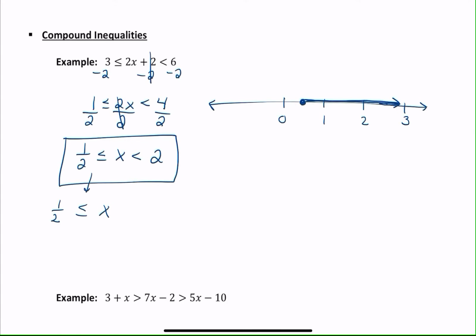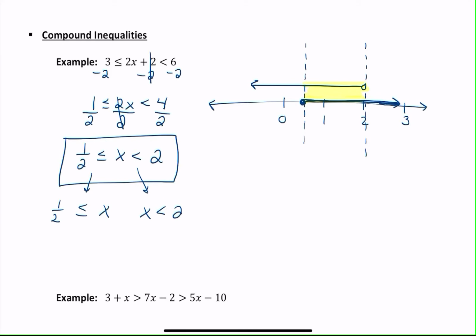So that's that part. The other part is x is less than 2. Well, if I graph that, I don't include 2, and that's everything that way. Well, both of those have to be true. So the part of the number line that is true for both is where they overlap. So this highlighted region is where they overlap.